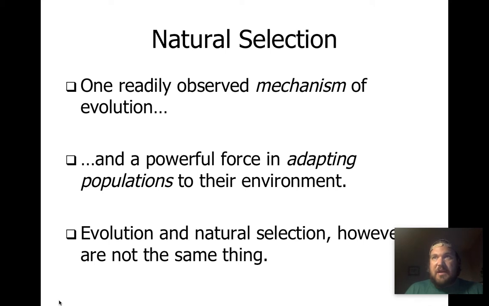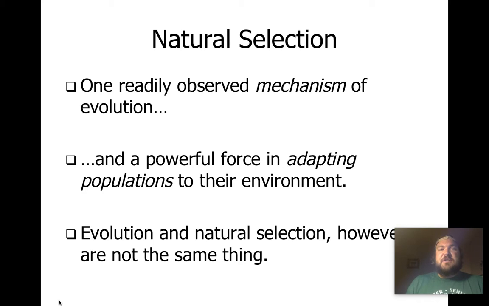We've talked already about mutation. Mutation is the only way to generate new alleles in a population as opposed to simply shuffling the deck via recombination when you cross over genes and chromosomes during meiosis. What we're going to cover next is natural selection.